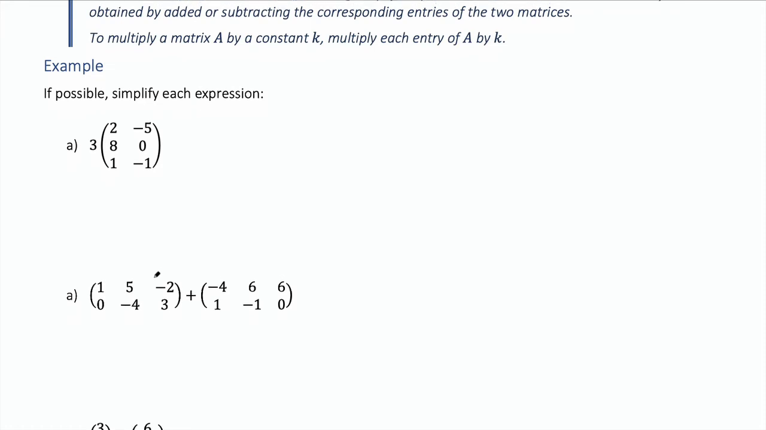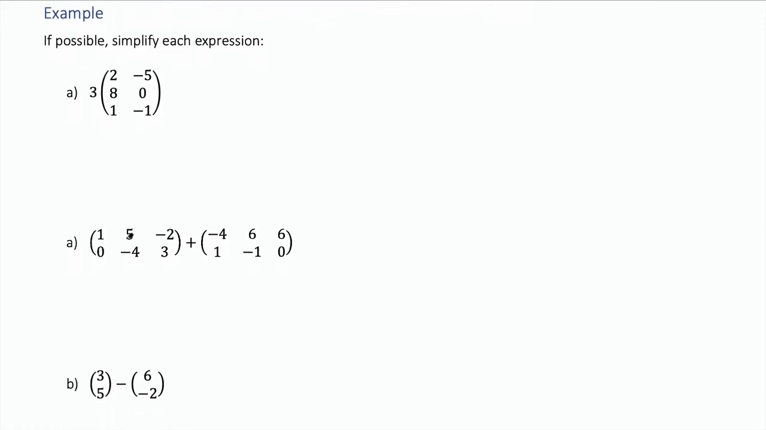So let's do some examples here. We're going to simplify each of these expressions. Here we've got 3 times this matrix. To multiply a matrix by a number, we simply multiply each entry of the matrix by that number. So we have 3 times 2, which is 6. 3 times -5, which is -15. 3 times 8, which is 24. 3 times 0. 3 times 1. And 3 times -1. And that's our simplified expression, multiplying that 3 into the matrix.